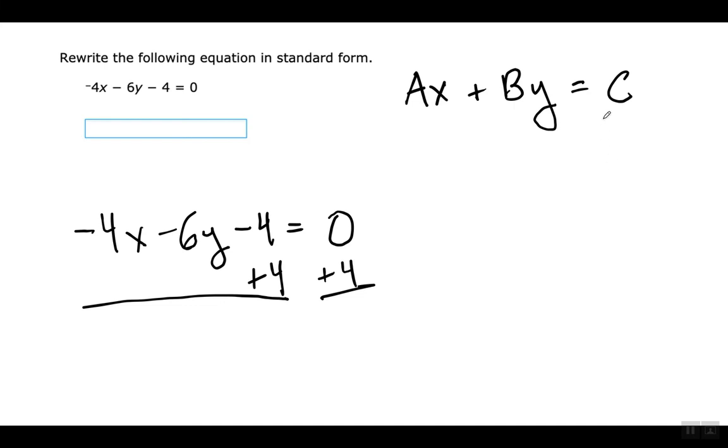Fíjense que cuando está en la forma estándar, la C es el constante, el número que no tiene un variable. Así que lo primero que voy a hacer es mover negativo 4 a la izquierda, a la derecha, que diga.